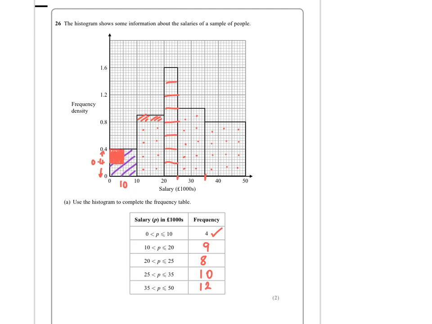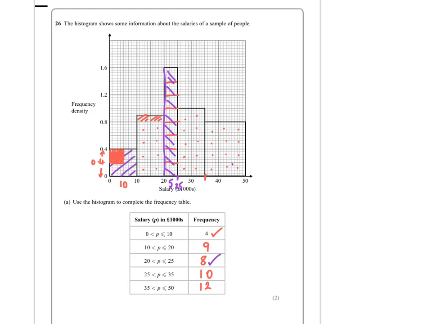Alternatively, you could have just read off the scale. So here's an easy one, for example. For the 20 to 25, you could have said it's got a width of 5 and a height of 1.6, and then the area you could have said is the frequency, and you could have done 5 times 1.6, which would have given you the 8. So it's up to you how you do it.